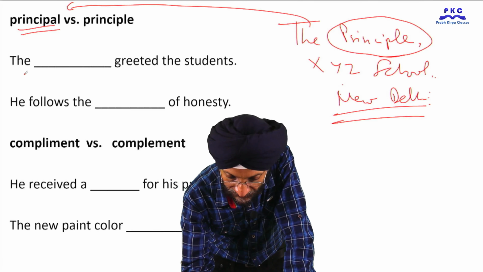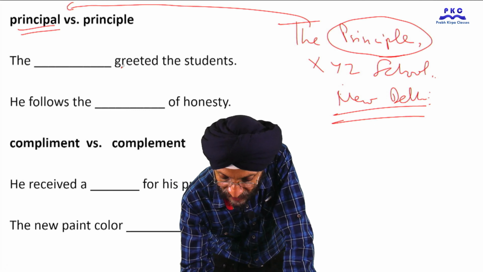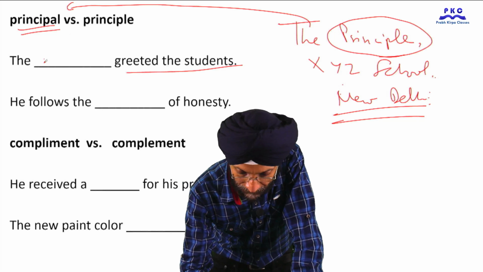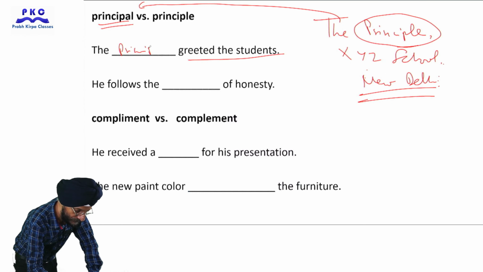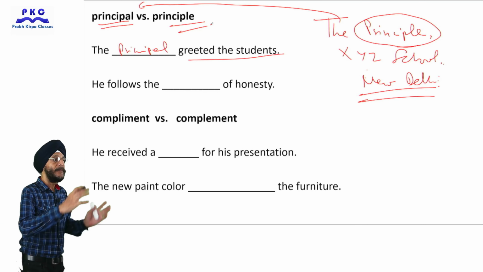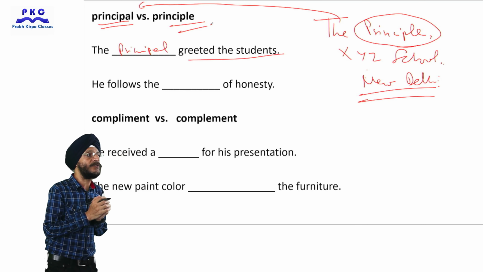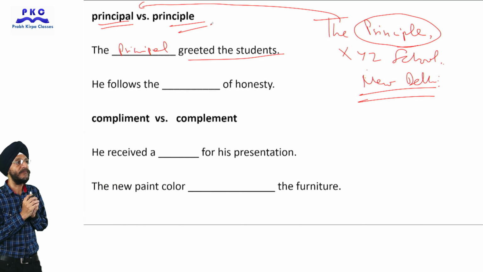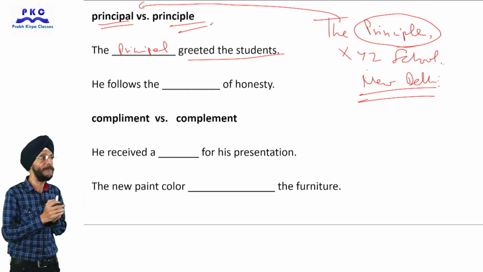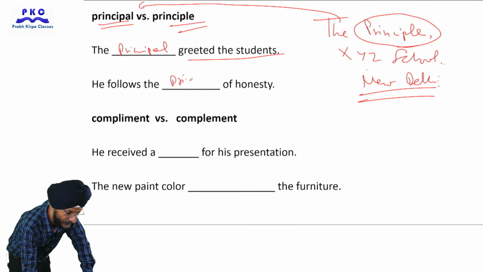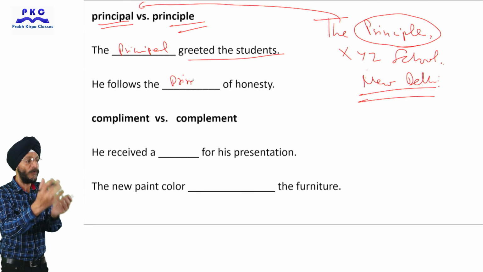So here the example is: the dash greeted the students. The principal greeted the students. The other principle means something concerned with moral values, ideals, rules, beliefs. He is a man of principles, we normally say. So here, he follows the principle of honesty. Here it is a moral standard or values.